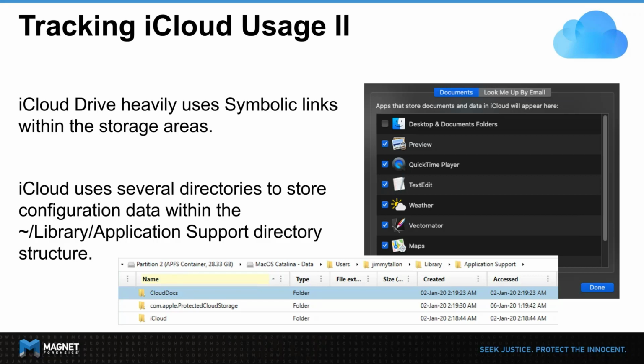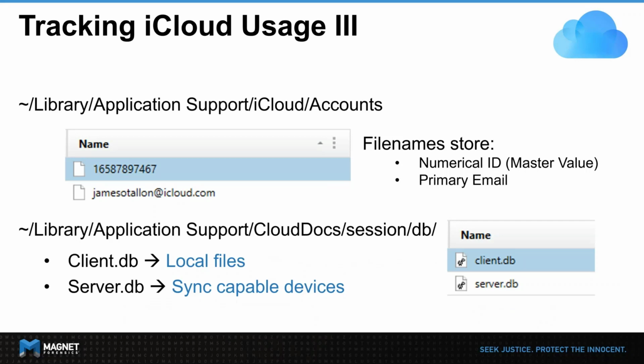But iCloud has several directories that have a lot of the configuration data that you're going to want to look through in the library and application support directory structures here. And here you can see at the bottom the cloud docs, the protected cloud storage, and iCloud. Under application support, iCloud, and then the account's name, we have the file names store, which has the master value of the numerical ID and the primary email for their iCloud, which is going to be great. So once again, if potentially you're in law enforcement and you need to start sending search warrants off to Apple, you'll have some very good information to include: here's their numerical ID for their iCloud account along with their primary email.